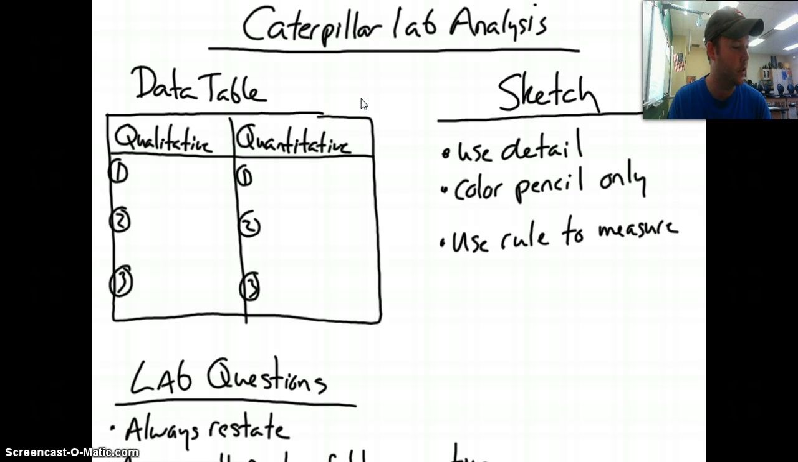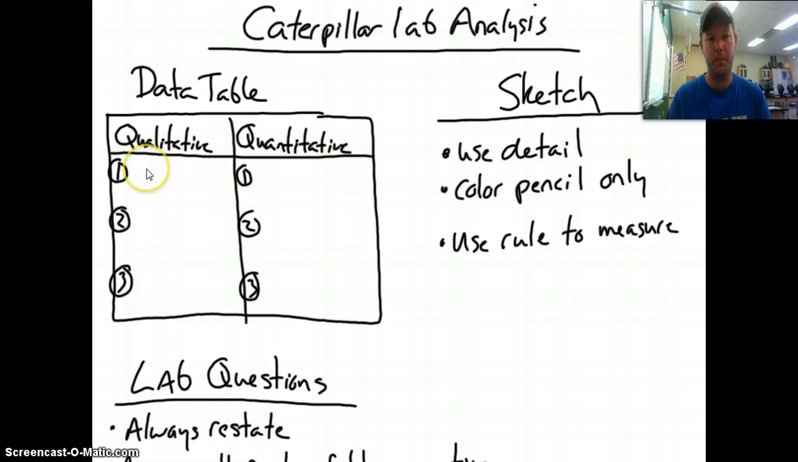The directions do include having a data table. Now, you can put the data table on the left side, you can put it on the right side, but somewhere on your analysis page should be a data table. You could do it like this. This is just one example. I did qualitative here, quantitative here. That's what the data table is supposed to be about, your qualitative and quantitative observations. Some students will go horizontal instead of vertical. But the directions did say 3 qualitative and 3 quantitative good ones.